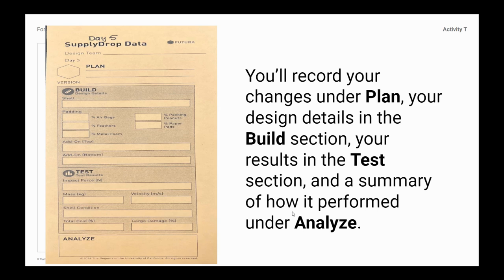All right. So you record your changes under plan, your design details in the build section, your results in the test section, and a summary of how it performed under analyze, just like we did before. You have this on the front and back, so you can record 2 more iterations. Obviously, once you've done 2 more iterations, select your very best one.